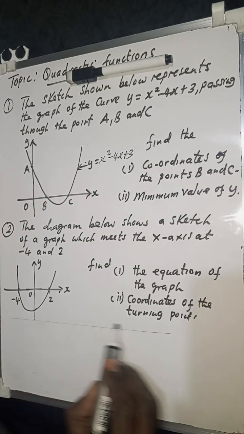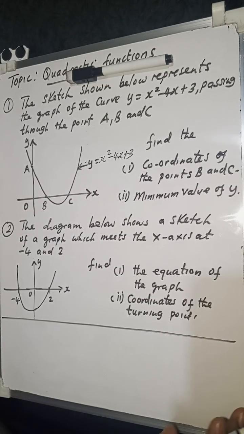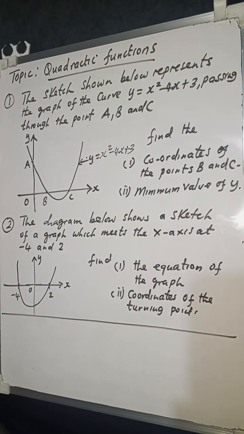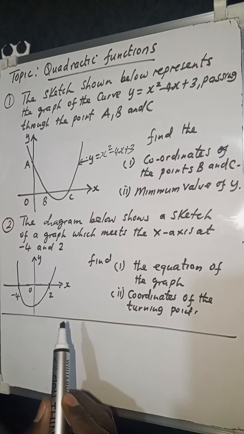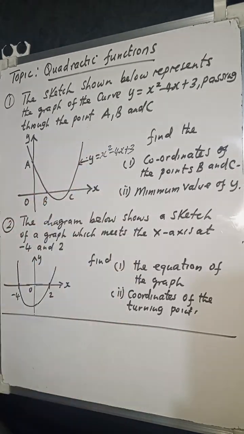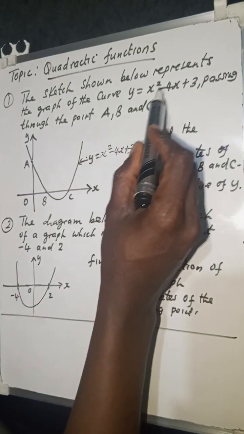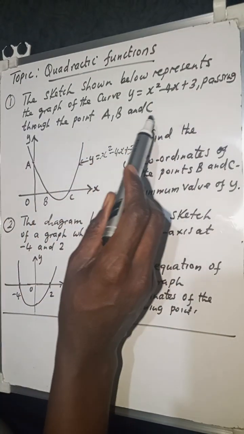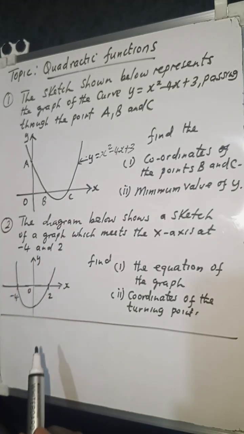So I've got some sample questions here that we can use. According to the first one there, and let me use also a different marker, it says the sketch shown below represents the graph of a curve y is equal to x squared minus 4x plus 3 passing through the points A, B, and C. All right, so that is what you need to remember.